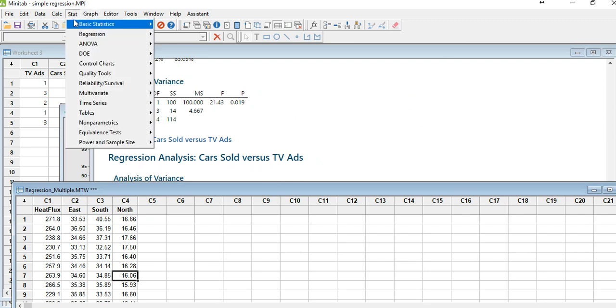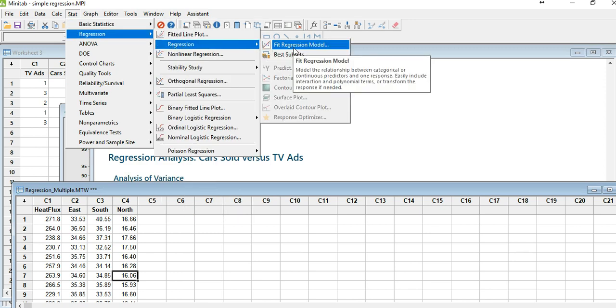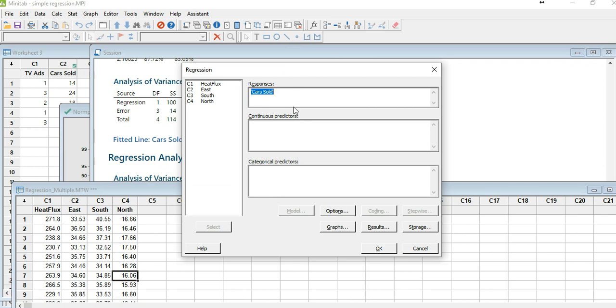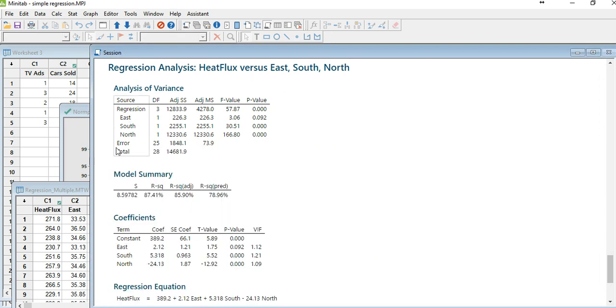Go to Stat, Regression, Fit Regression Model. Okay, so we delete this, and the response is heat flux, and the continuous variables are east, south, and north. Okay, you click OK, and then you can look at the output.